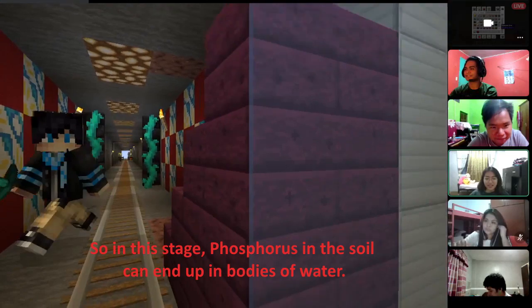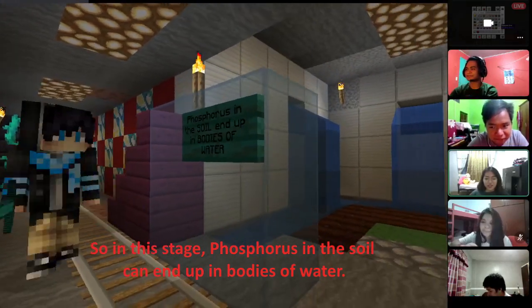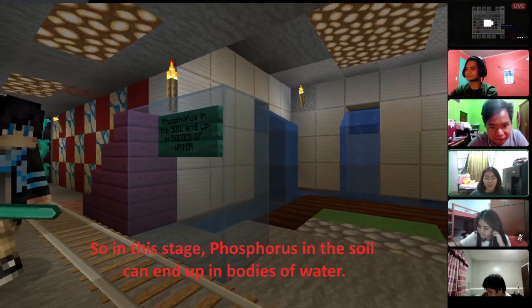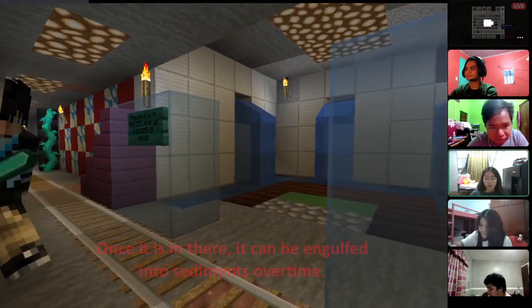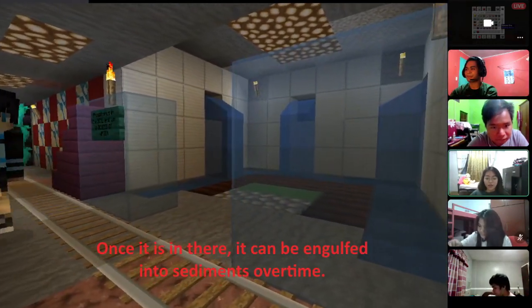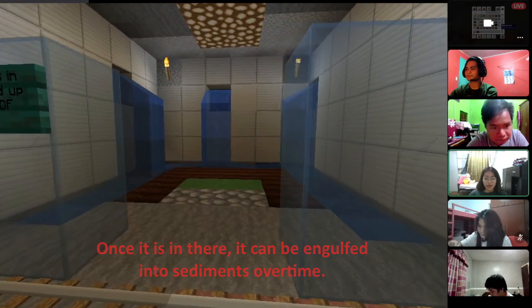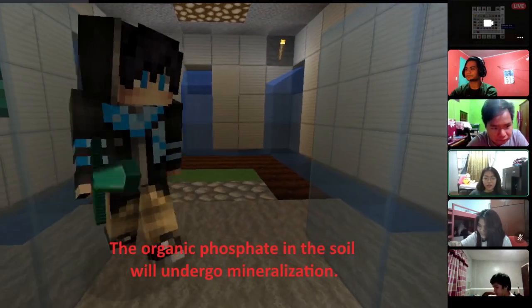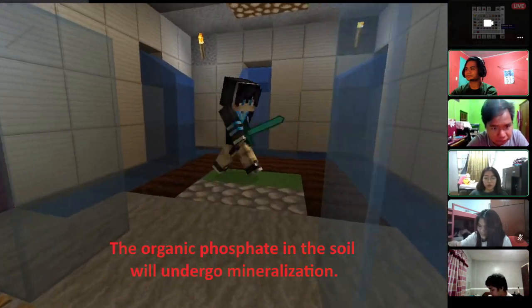In this stage, the phosphorus in the soil can end up in bodies of water. Once it is in there, it can be engulfed into sediments over time. The organic phosphate in the soil will undergo mineralization.